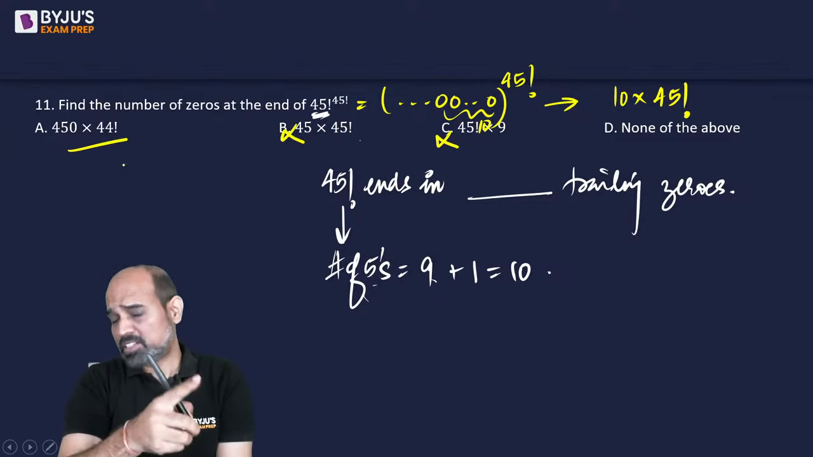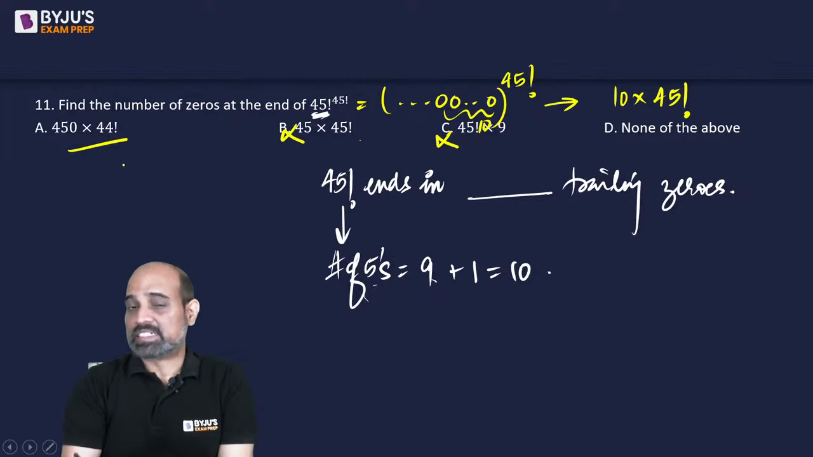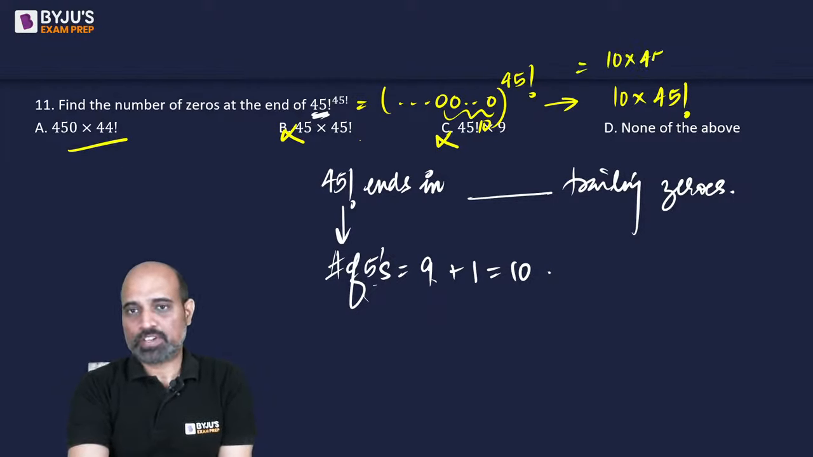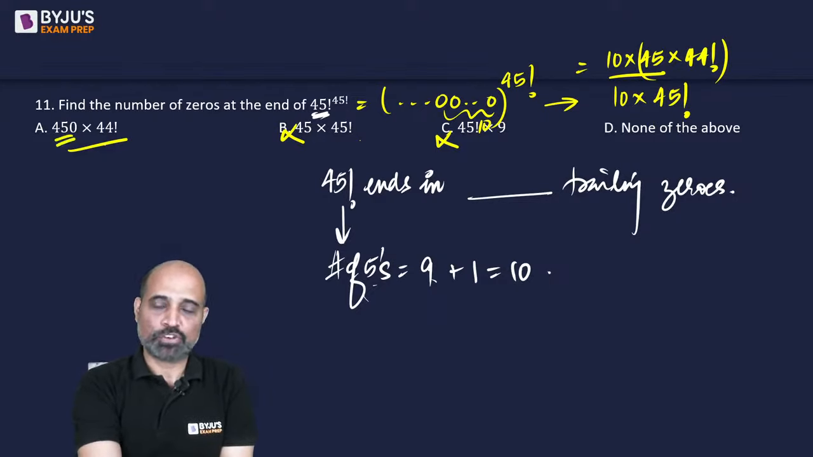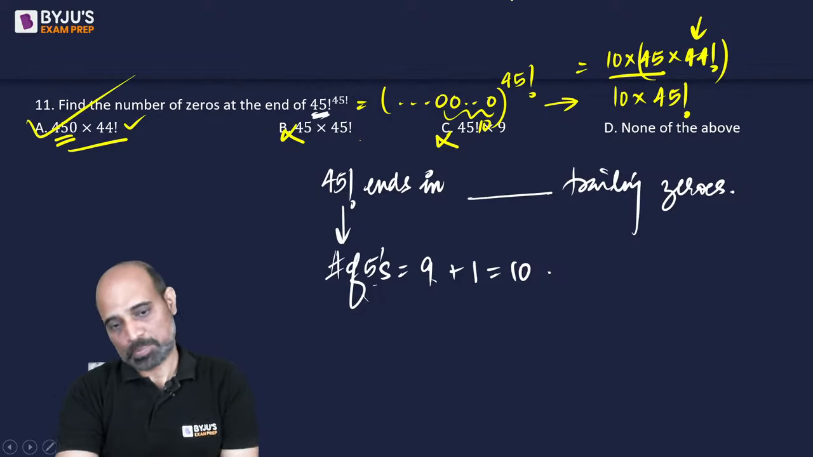If you pay attention to option A, that is disguised. As in, we can write this as 10 into 45 outside and 44 factorial, right? Break 45 factorial like this. And then when you bring 10 and 45 together, you will get 450 and 44 factorial. So option A becomes the answer.